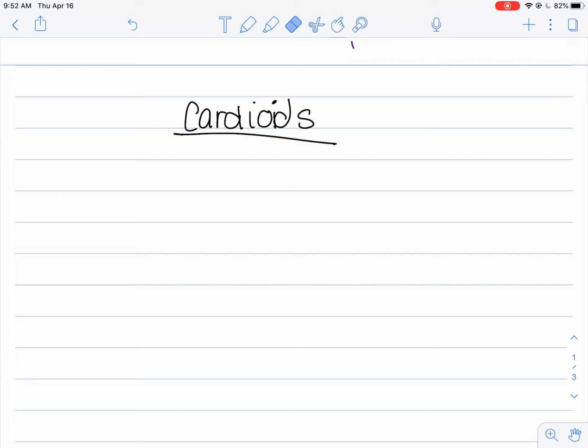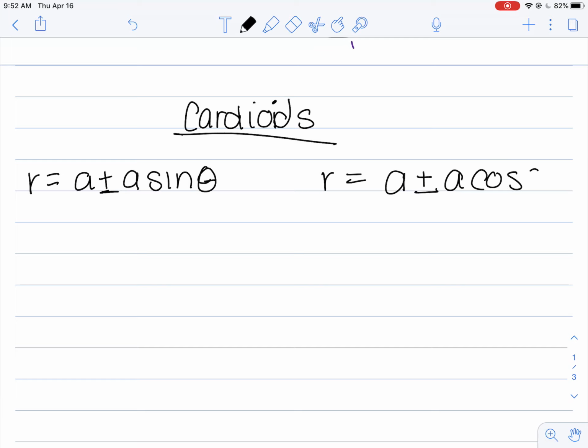All right, guys, the next type of graphs we're going to cover are called cardioids. Cardioids look like hearts. The general form for these is r equals a plus a sine theta. Actually, a plus or minus a sine theta, you can have a little minus there. Or r equals a plus or minus a cosine theta.